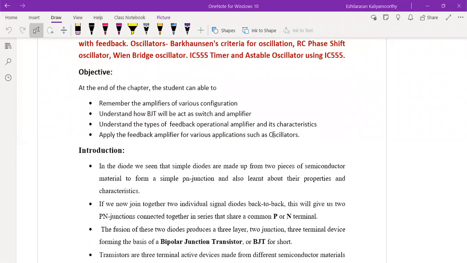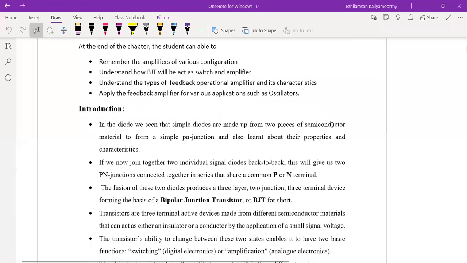First, before starting this model, let us introduce the diode. You might have already studied the very simple diode, that is nothing but the PN junction diode. The PN junction diode is made up of two simple pieces of semiconductor material, and you might have studied the properties and characteristics of the diode also. Now, the PN junction diode is normally a two terminal device.